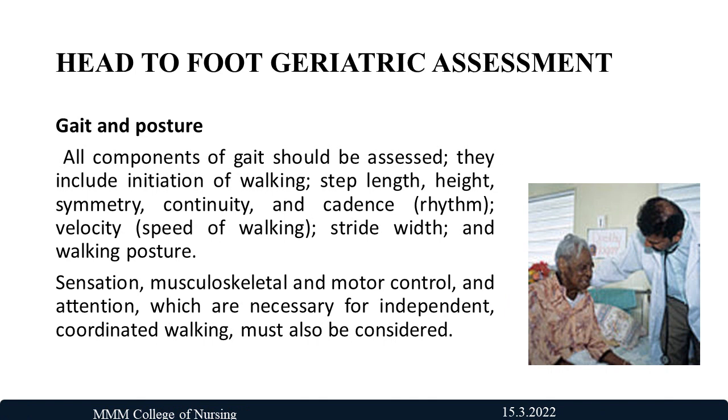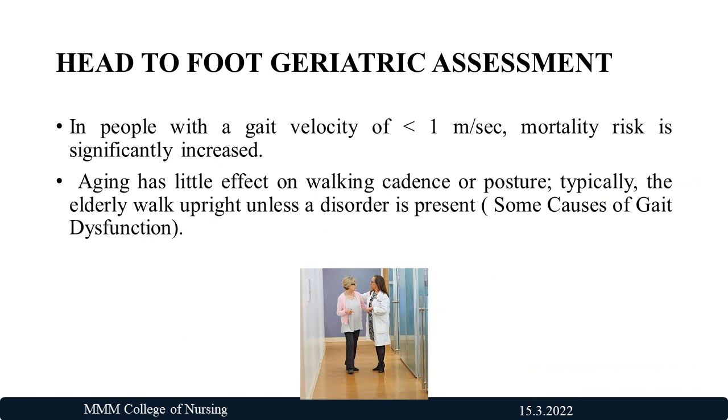And gait and posture. All components of the gait should be assessed. They include initiation of walking, step length, height, symmetry, continuity and cadence, velocity, stride width and walking posture. Sensation, musculoskeletal and motor control, and attention, which are necessary for independent coordinated walking, must also be considered. In people with a gait velocity of less than 1 m per second, mortality risk is significantly increased. Aging has little effect on walking, cadence, or posture. Typically, the elderly walk upright unless a disorder is present.